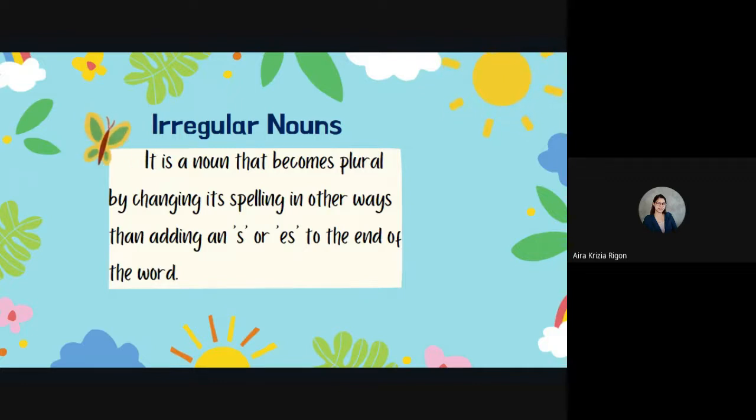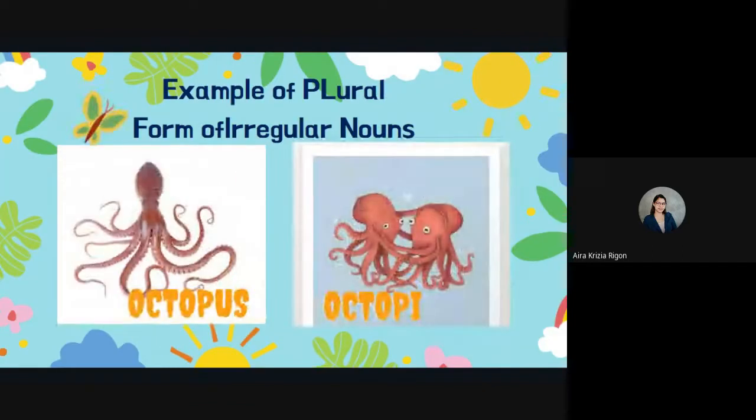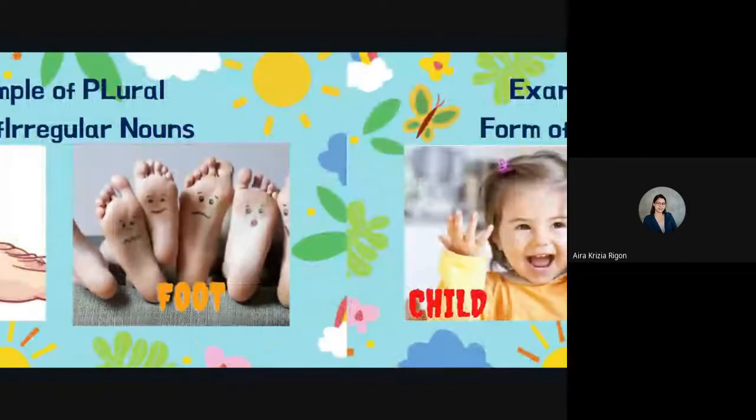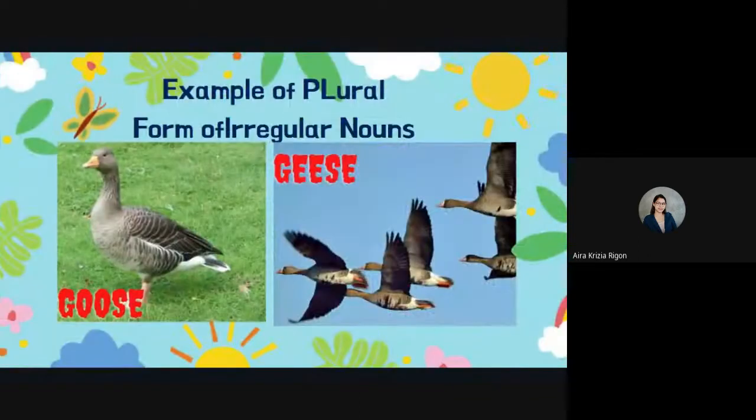Here are the example of irregular nouns. Ox, oxen. Octopus, octopi. Foot, feet. Child, children. And goose and geese.